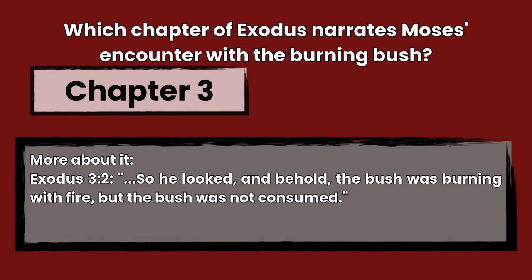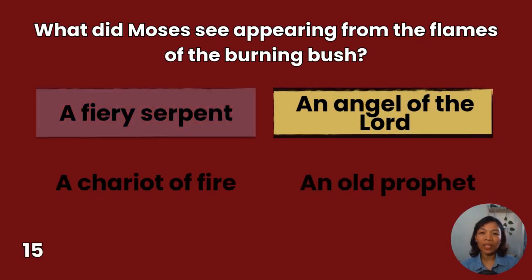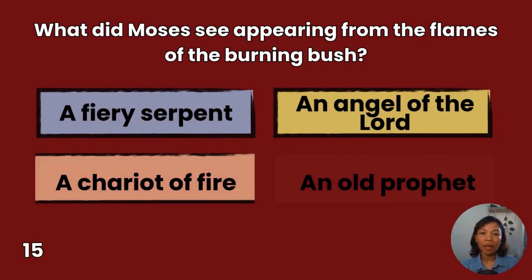The answer is Chapter 3, Exodus 3:2. So he looked, and behold, the bush was burning with fire, but the bush was not consumed. 15. What did Moses see appearing from the flames of the burning bush?